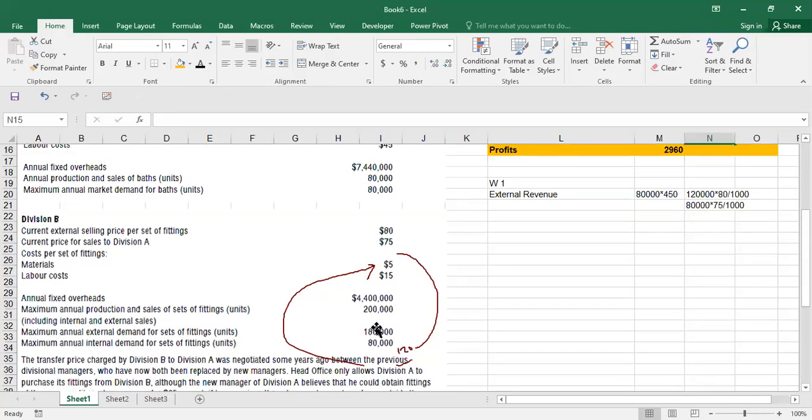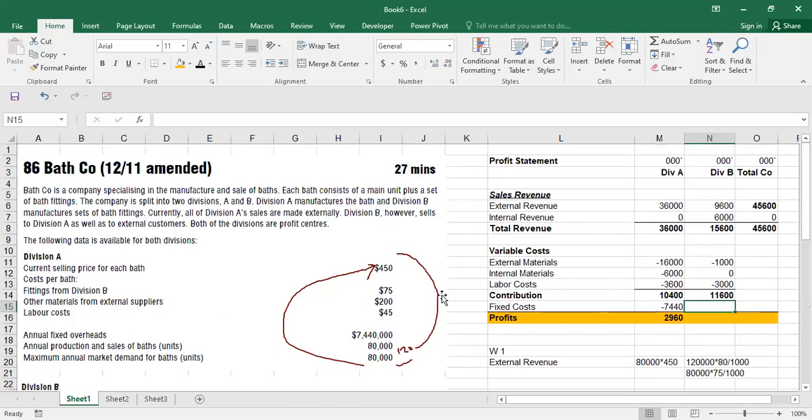Their fixed cost was 4.4 million. Okay. So we put here minus 4,400 and this comes here 72. Oh, that's a big number. Is it not 120? Which one?